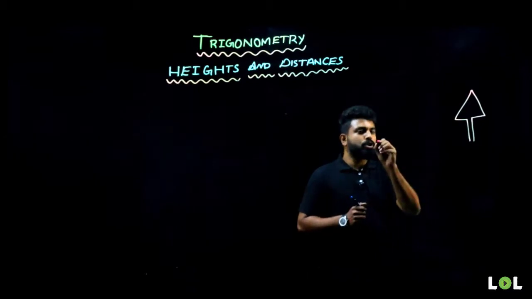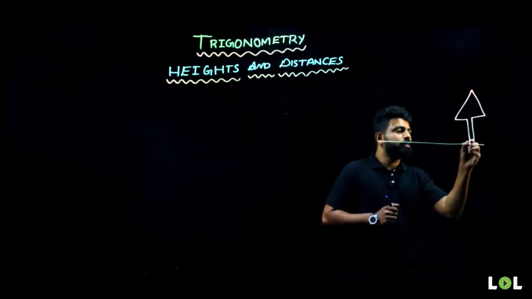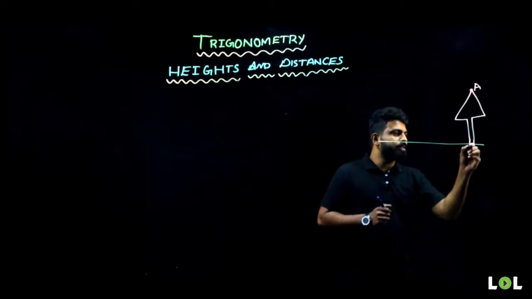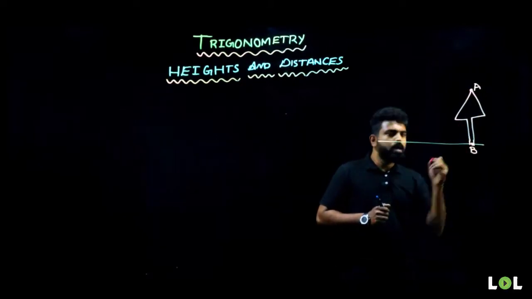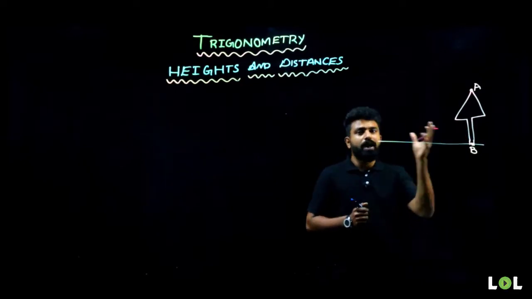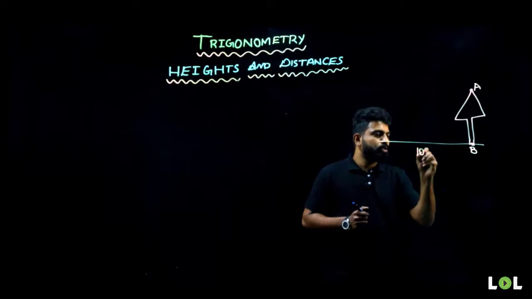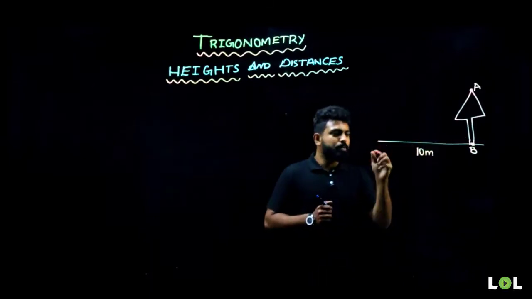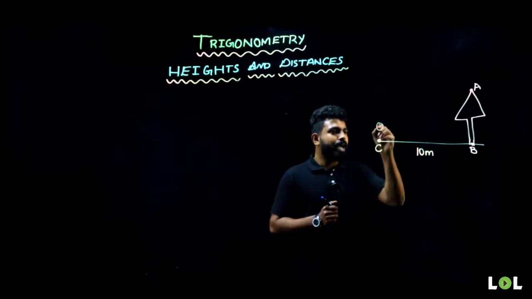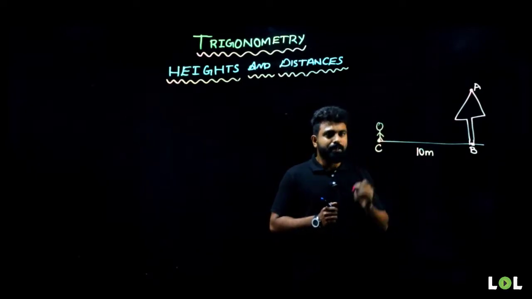So I'll consider the topmost point on the tree as A and the foot of the tree as B. Now if I tell you there's a person standing 10 meters away from the tree, I'll consider this point as C, and there is a person that is standing here.